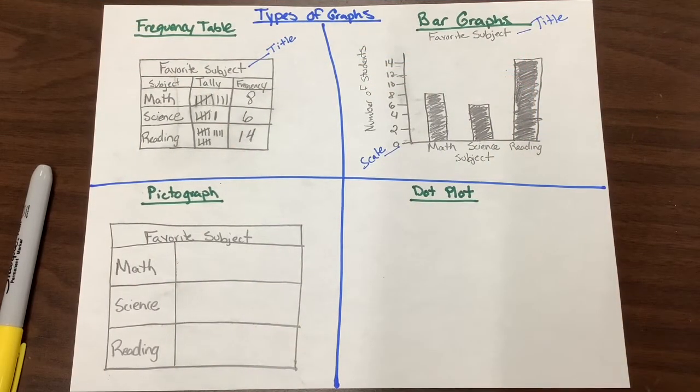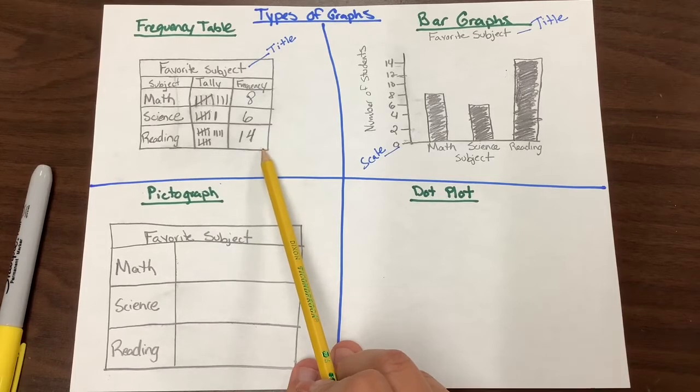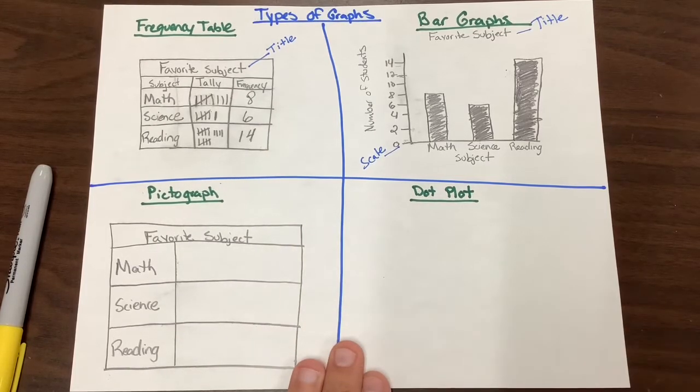Okay, the next type of graph that we're going to study and learn about is a pictograph. So the pictograph, just hearing this word, what does it remind you of? If you said pictures, then you are right. So this type of graph, we're going to use some sort of picture to represent our data. We're going to represent the same data that were from our frequency table on our pictograph.